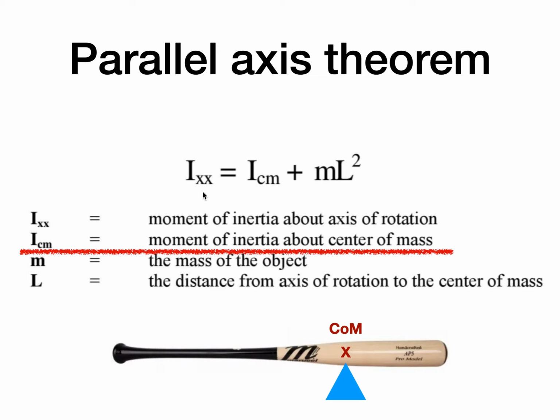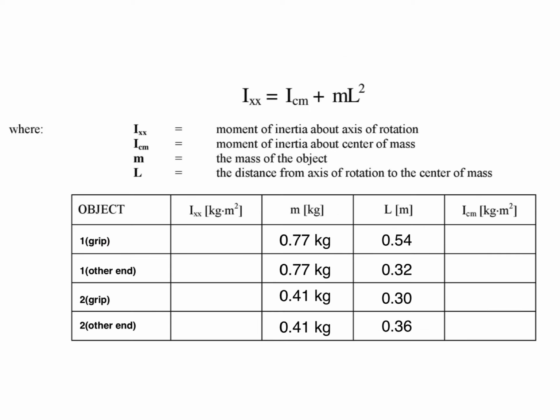So we have Ixx calculated already, right? And you have the distance between the center of mass and the axis of rotation. You've got the mass of the object. So plug into the equation, you should be able to get ICM. So that's what we want to do today. In exercise 1, you've got the moment of inertia of two objects around two ends, right? And you're going to put the Ixx into this equation to calculate the ICM in that situation. So put Ixx here, M here, L here, and you get ICM with a little bit of high school math.